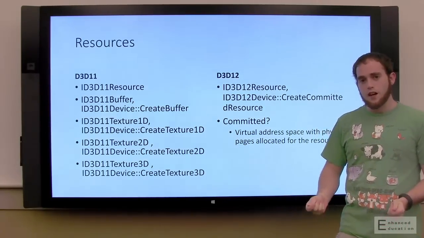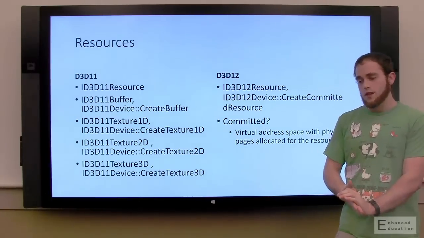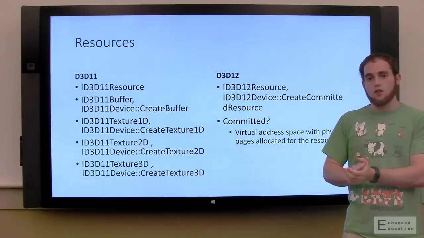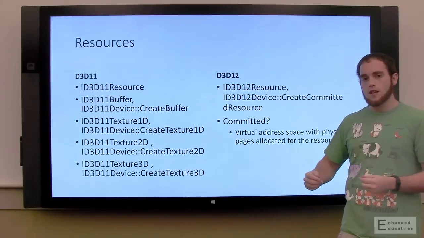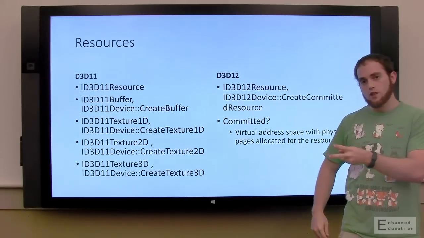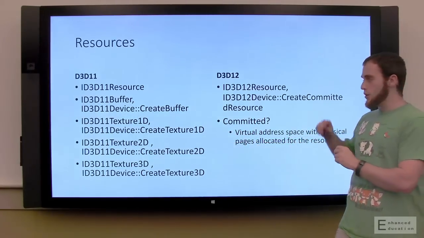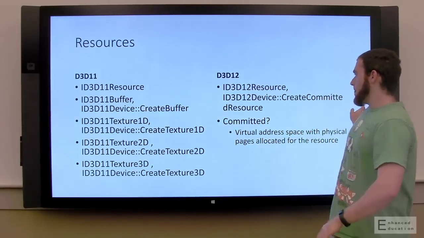D3D12 relies heavily on the WDDM 2.0 virtual memory model for GPUs, which is kind of evolving towards the standard Windows CPU memory model. So a committed resource means that it has both virtual address space as well as physical memory associated with it, which is just like the D3D11 resources that you're used to. So if this is what you used to do, then this is what you want to continue to use.